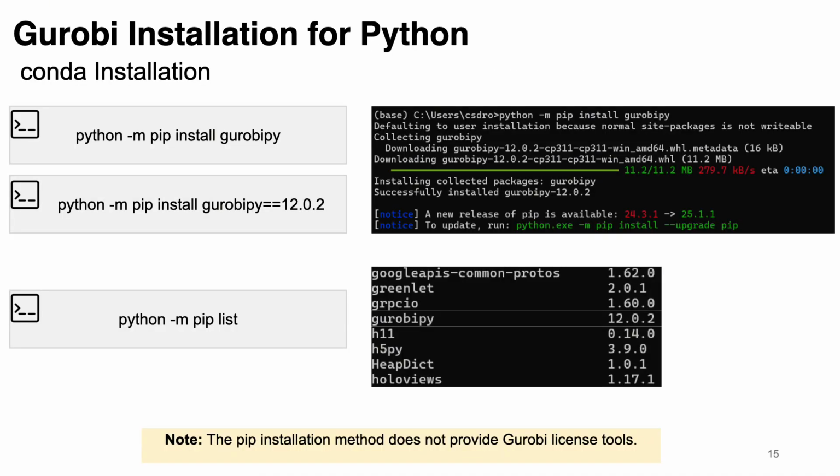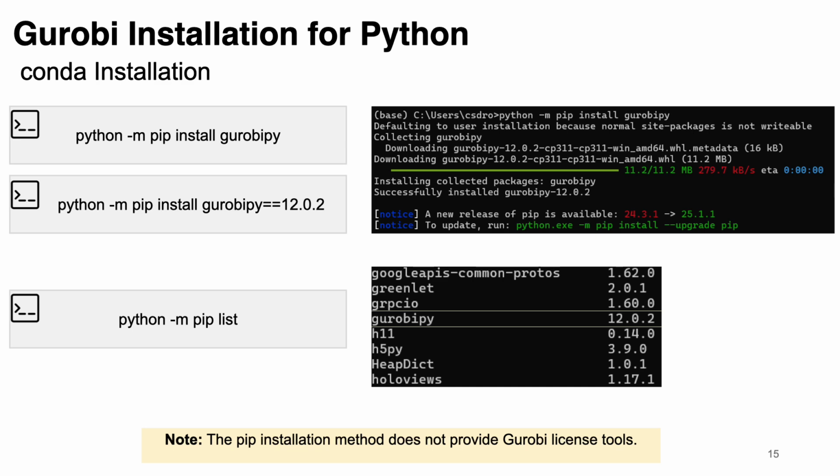With our Python environment ready, we need to install the Gurobi library. This is the official Python interface for Gurobi. The most common way to do this is using the pip package manager. You will open your terminal or command prompt and type python pip install gurobipy. If you need a specific version to match a project, you can use the command python pip install gurobipy==12.0.2. Once the installation is finished, you can verify it by typing python pip list. This will show you all your installed packages, and you should see Gurobi in that list.